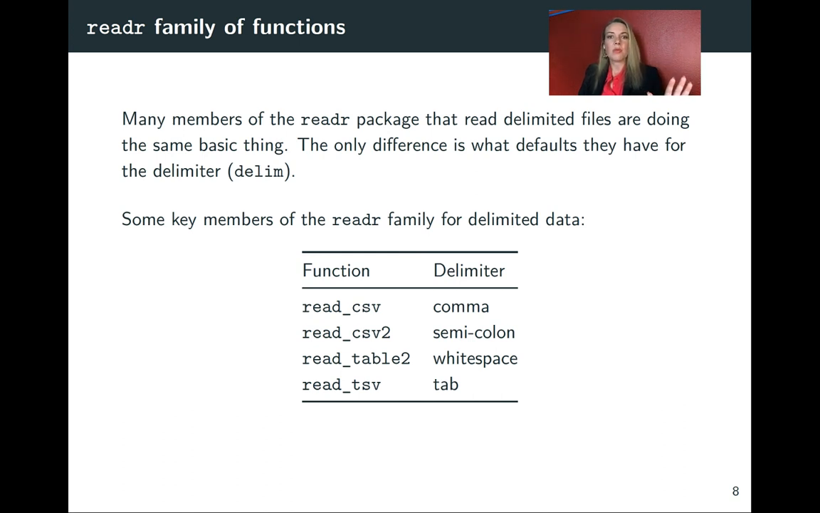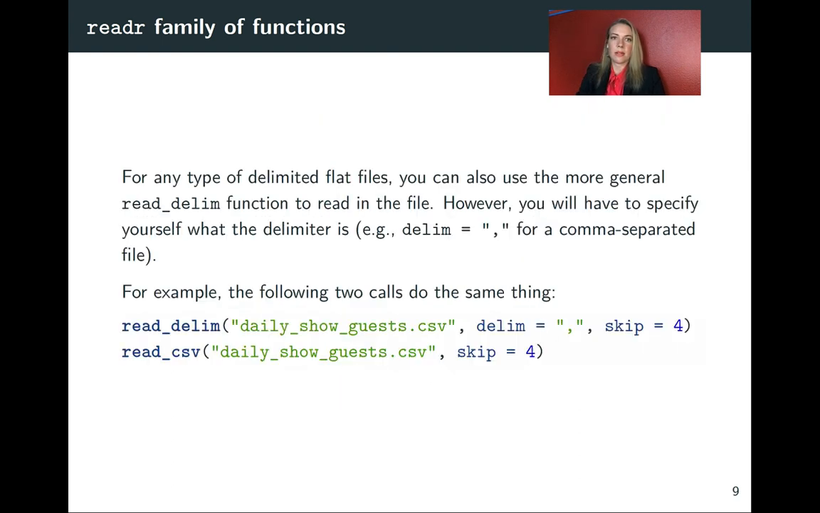But if you're feeling comfortable with that, you might want to go ahead and remember these, as they'll save you a little bit of time. So if you're reading in a comma separated file, there is read underscore CSV. If you're reading one in with semicolons, there's read CSV2. And this is a type of format that's used sometimes, especially in European files, where they sometimes use a comma instead of a decimal to separate the units in a number. There's also read underscore table2 that works with white space, and read underscore TSV for tab delimited files.